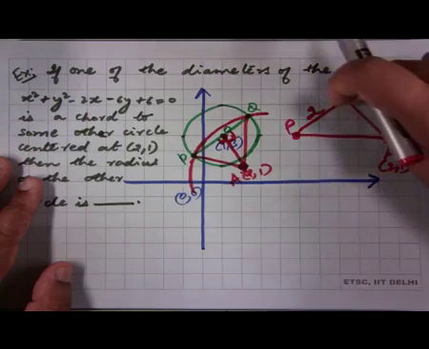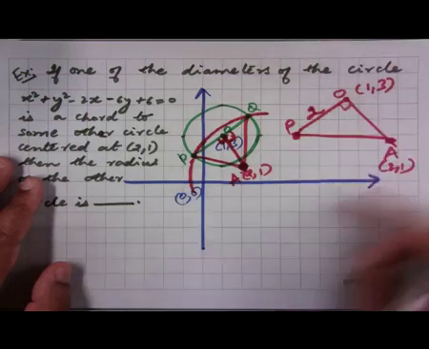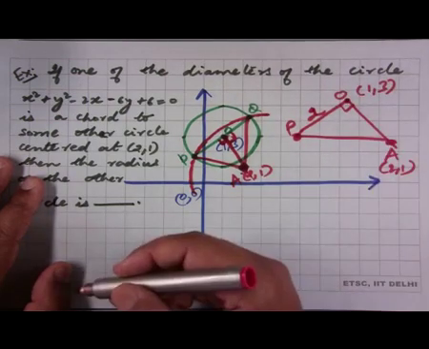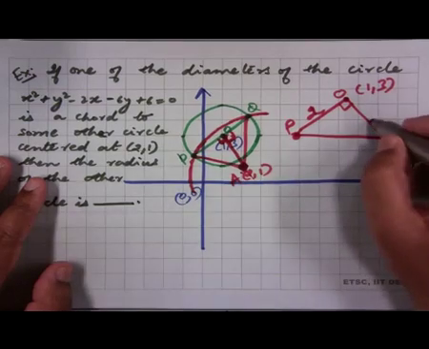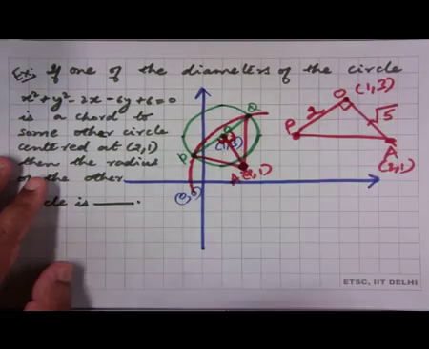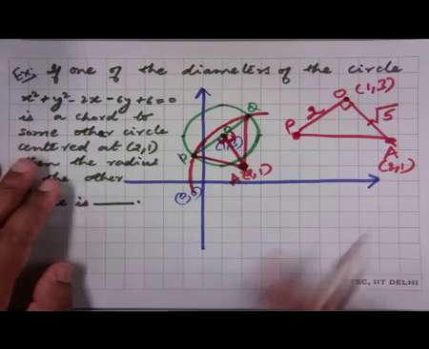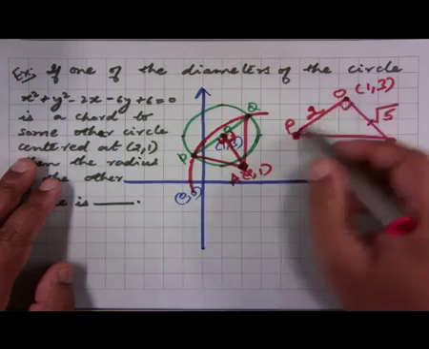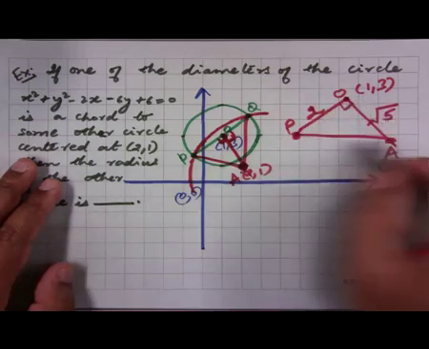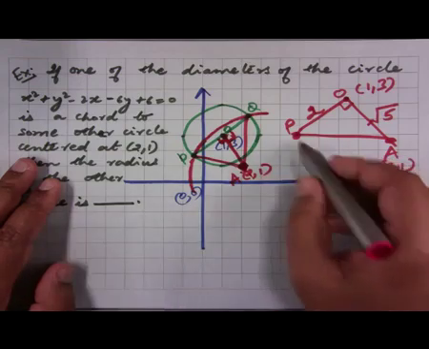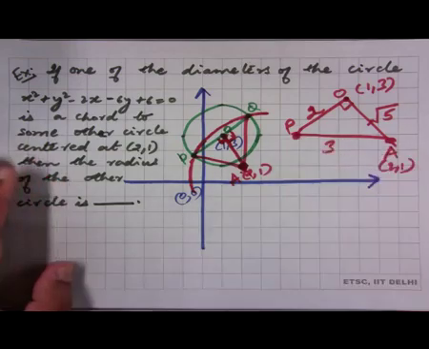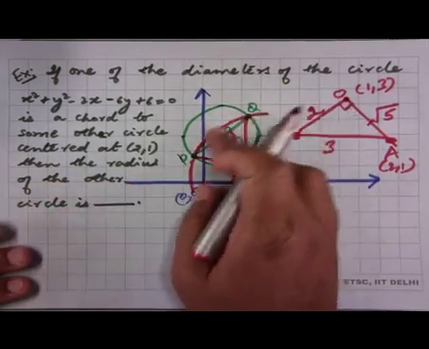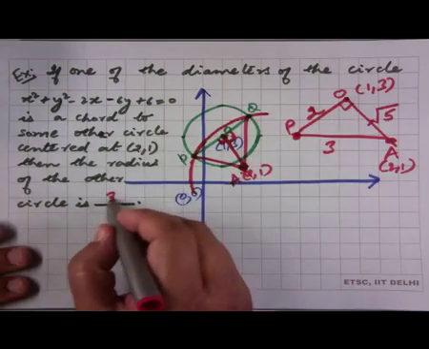This distance OA can be easily calculated, because we have the coordinates for both O and A, and that is equal to square root of 5. Then it is very easy to see that if we apply the Pythagoras theorem to this triangle OAP, we will get this length to be 3 units, and therefore, the radius of the other circle shown in red is 3 units.